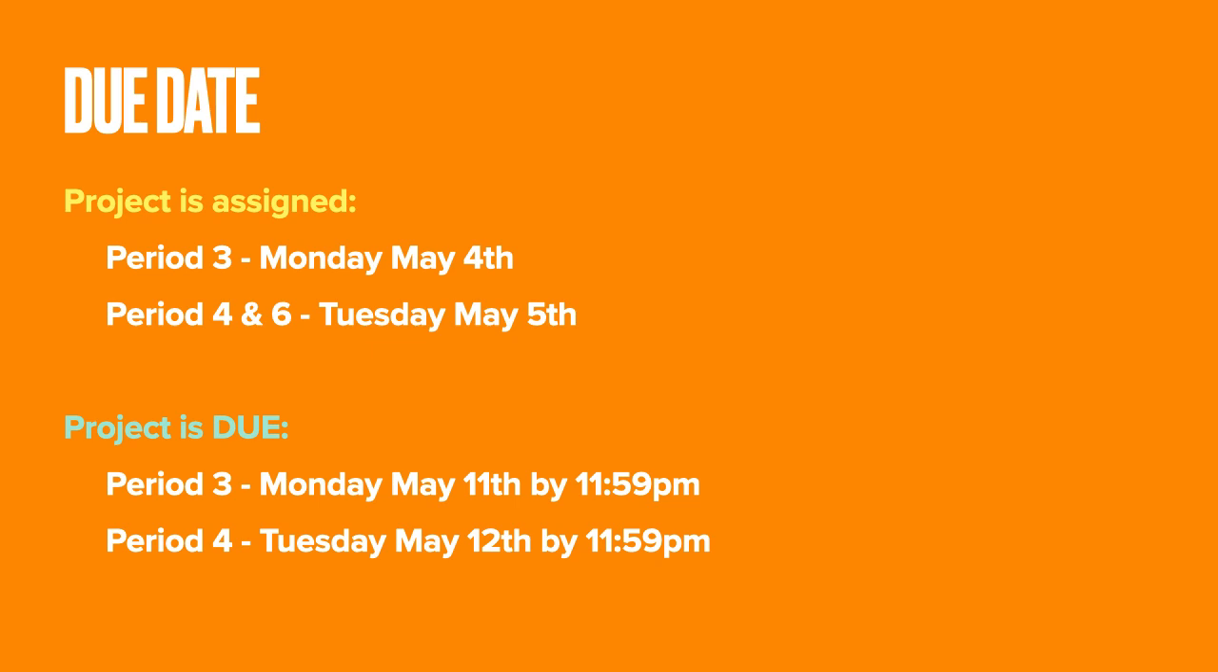So period 3, that's Monday, May 11th by midnight. Period 4, that is Tuesday, May 12th by midnight, or 11:59 p.m. to count it on time. So that is our assigned dates. And then if you're interested in making your own, the next slide has guidelines. If not, that is it for this project. Look for the project packet, and then we'll go from there with more guidelines.